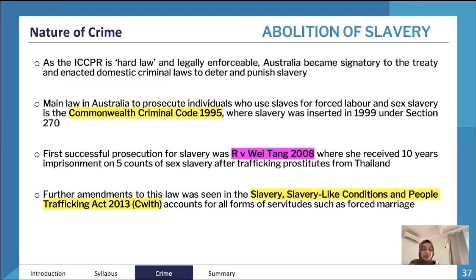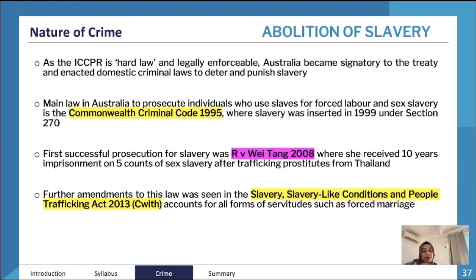So the first successful prosecution for this concept was in the R v Tang case of 2008, where she received 10 years imprisonment on 5 counts of sex slavery after trafficking prostitutes from Thailand. So clearly we can see the effectiveness of legislation because of this case. This is again something that I wanted to emphasize that I was talking about earlier in this lecture: how can you use cases to back up your points? This is an example of doing that.